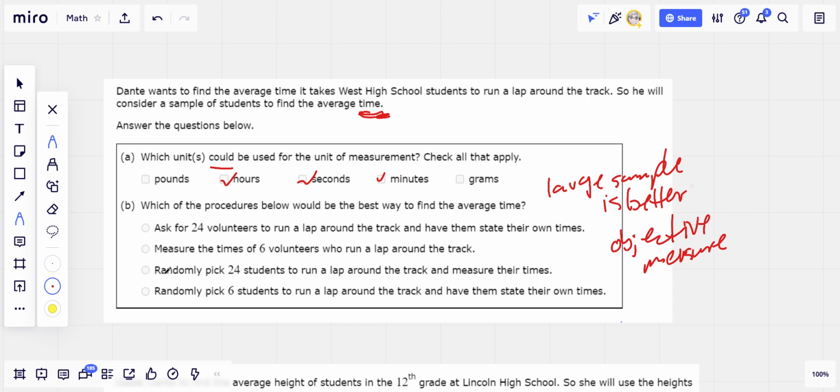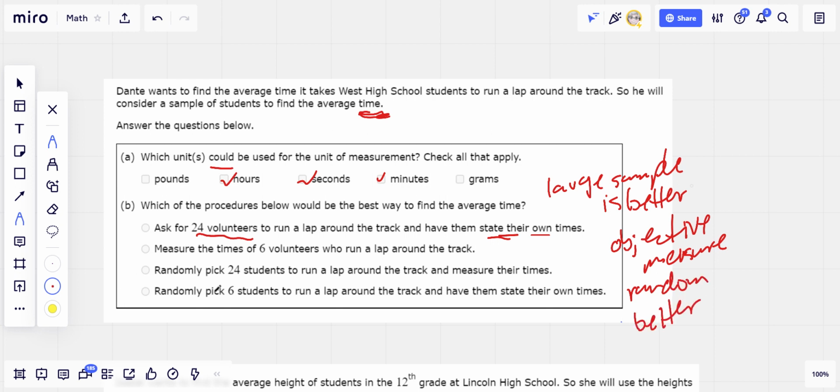So let's look at the choices here. It says, ask for 24 volunteers to run a lap around the track and have them state their own times. Well, stating their own times, that's not great. And actually, volunteers is not that great either, because people who volunteer for a study might have a reason. Maybe they're really proud of how fast they can run, and so they're excited to be in your study. And then that's not really a representative sample of the whole group. So random, better than volunteers. That's a third one. So random is better.